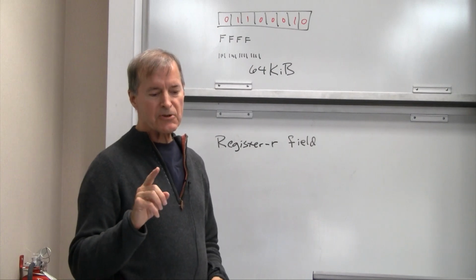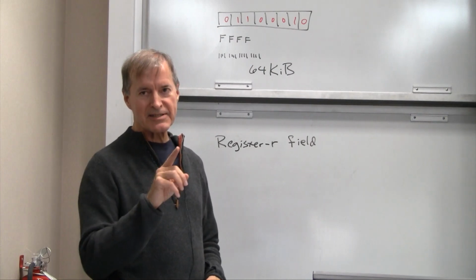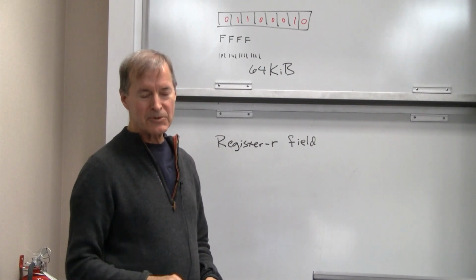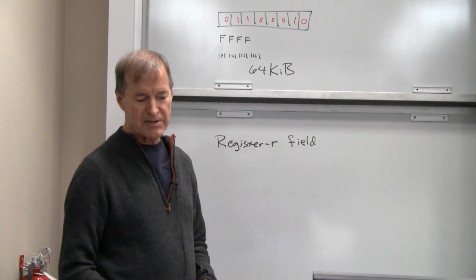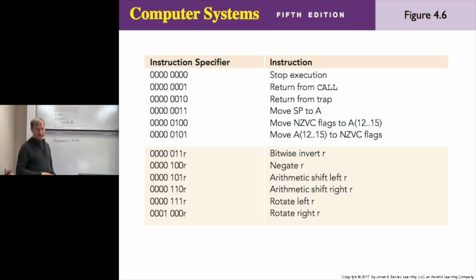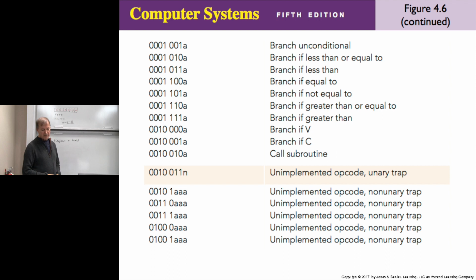And what do you suppose that R could be? Because it's in binary, it could either be a 0 or a 1. We'll see what it means in a minute. Does everybody see that's the R, that register R field? Now let's take a look at another one here.